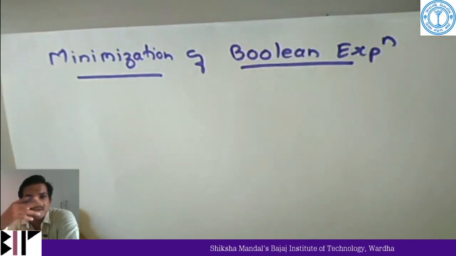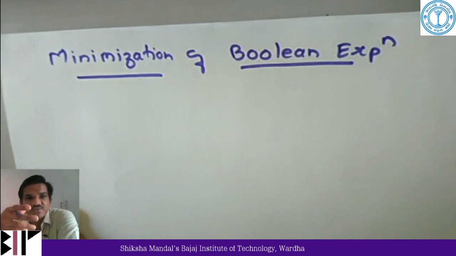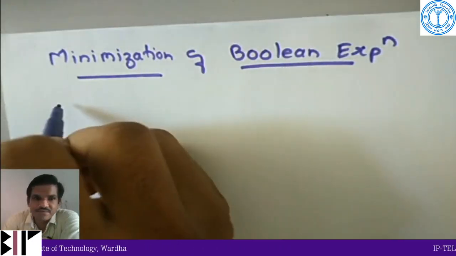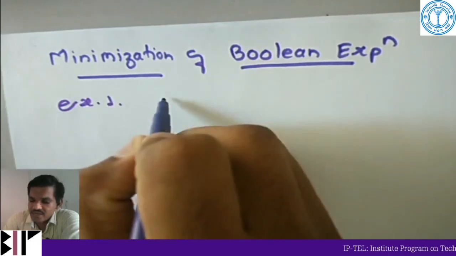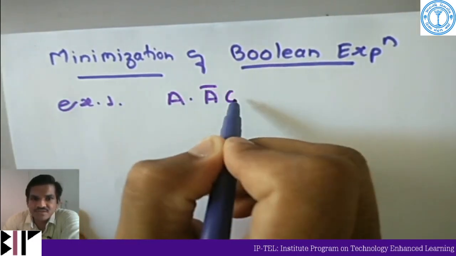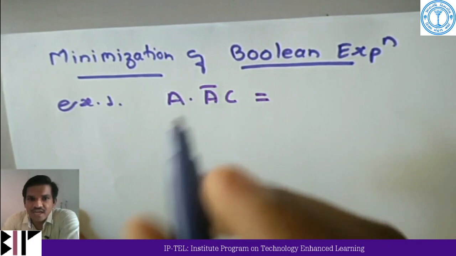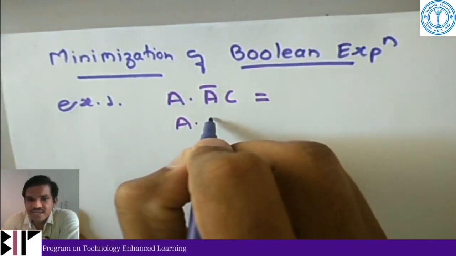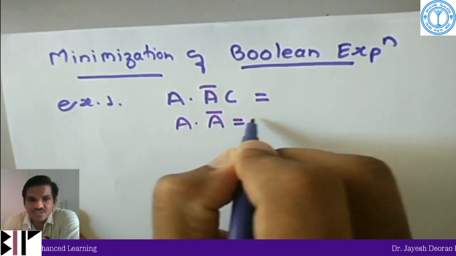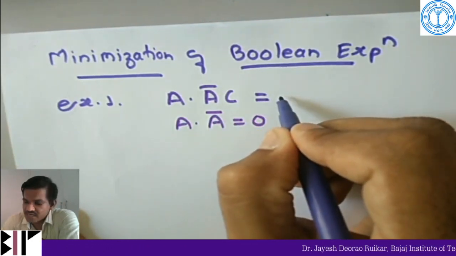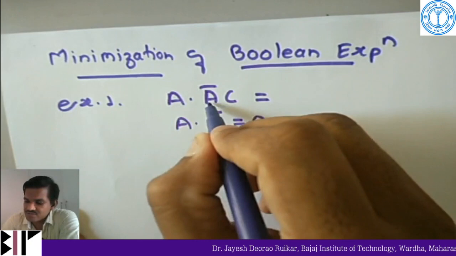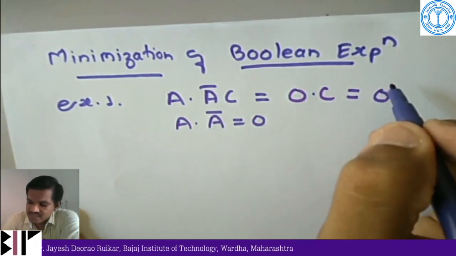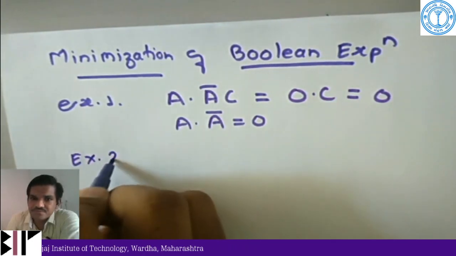Let us see some of the examples which will illustrate the Boolean equation simplification. So, example number 1, a dot a bar c is equals to. So, what is this? As we know that Boolean expressions theorem says that a dot a bar is equals to 0. So, this a dot a bar is equals to 0, so 0 into c will give me 0. Now, let us take example number 2.